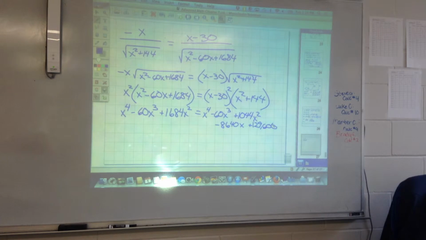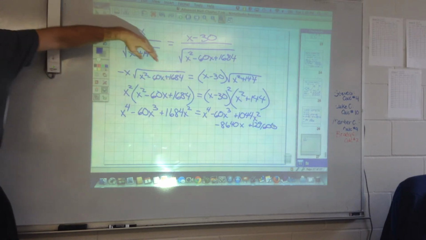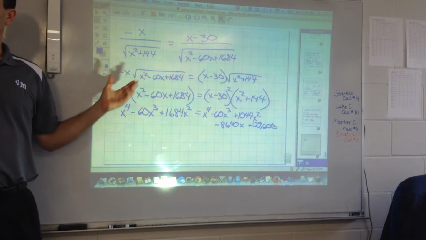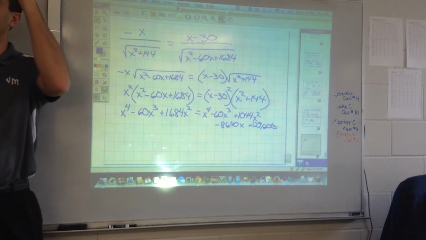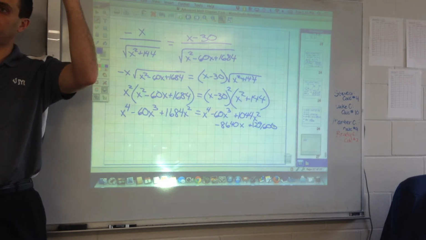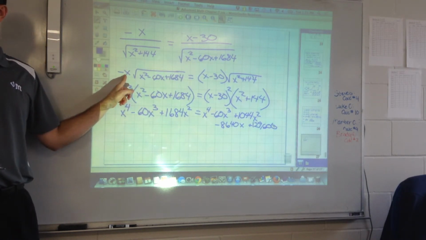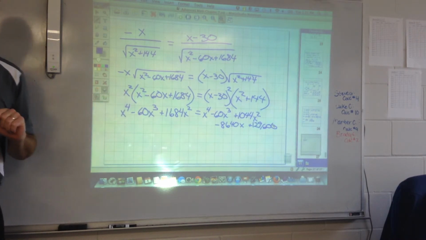Wait, how did we get the x? It wasn't negative. We squared both sides. And when we square the left side, you're squaring the product. So if you take a times b and square it, you get a squared times b squared. So when I square this side of the equal sign, I have this squared, which is negative x times negative x, which is x squared. That good then? Yep. Okay.